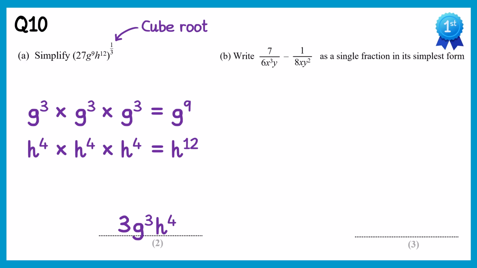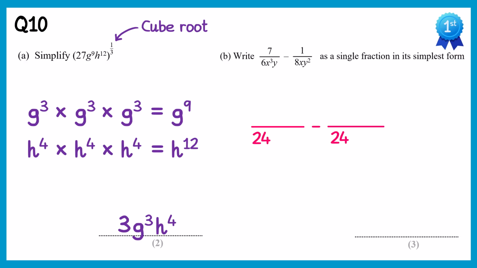In this next question, we need to subtract some fractions that have algebraic terms. To subtract fractions, you need a common denominator. So we're going to start by finding the common denominator, which will be the lowest common multiple of the 2 denominators we can see. To do this, we're going to find the lowest common multiple of 6 and 8 first. The lowest common multiple of 6 and 8 is 24. So we want to put 24 on the denominators.